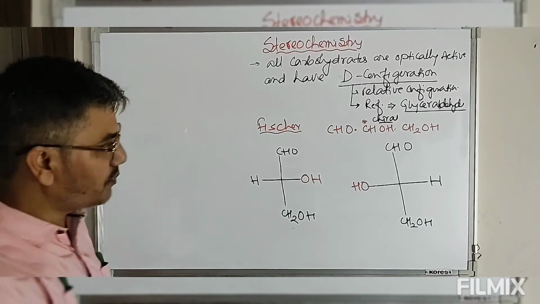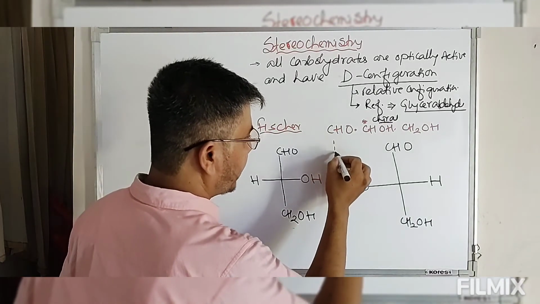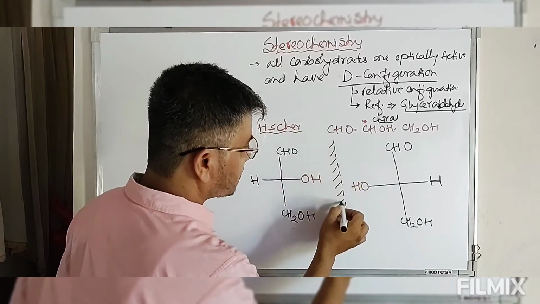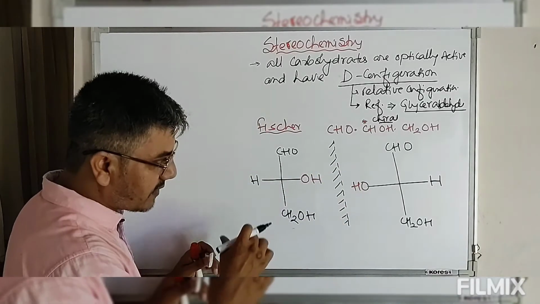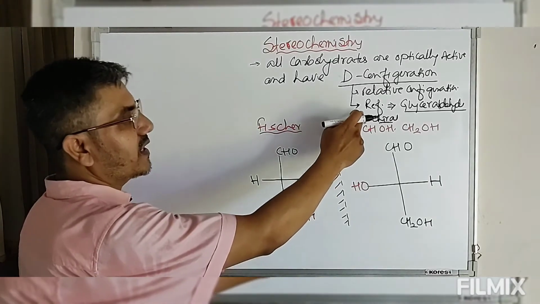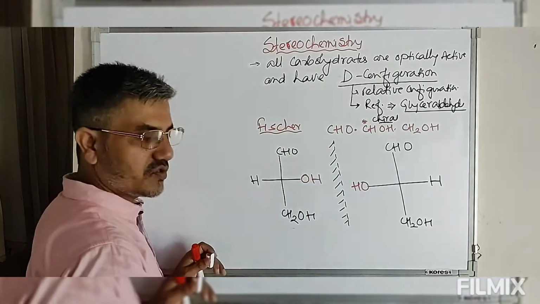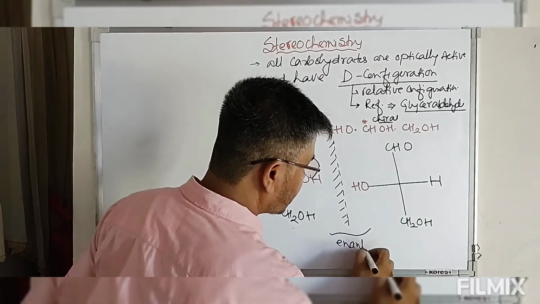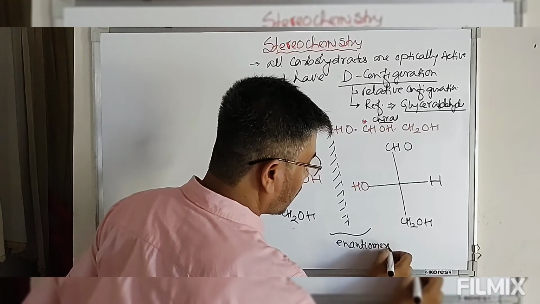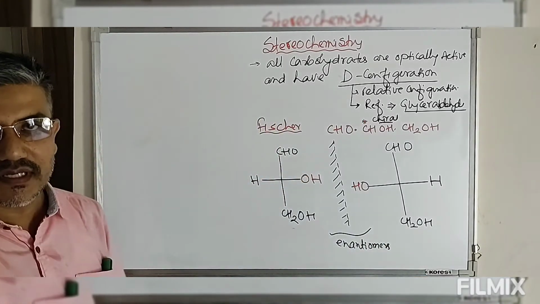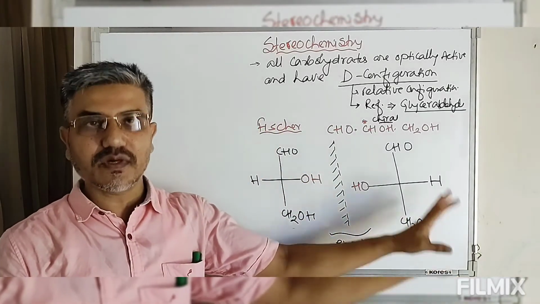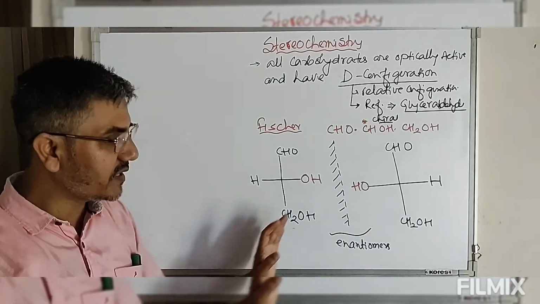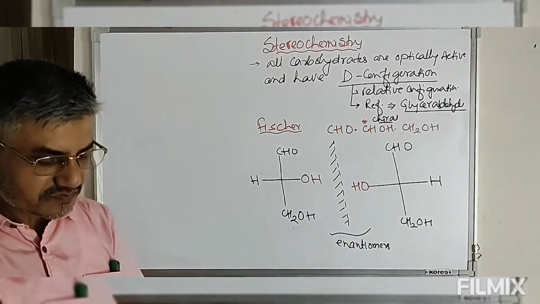Now what if you place a mirror? If we place a mirror here, then these two are mirror images of each other. So these compounds containing one chiral center, which are mirror images of each other, are what we call an enantiomeric pair. Enantiomers are those optically active isomers having a non-superimposable object and mirror image relationship. So we have an enantiomeric pair.